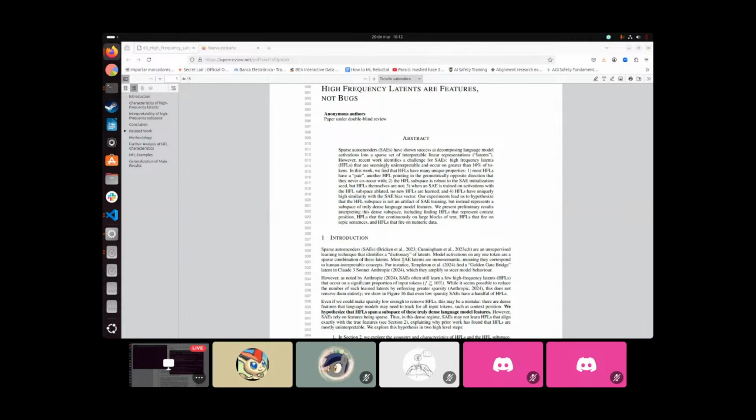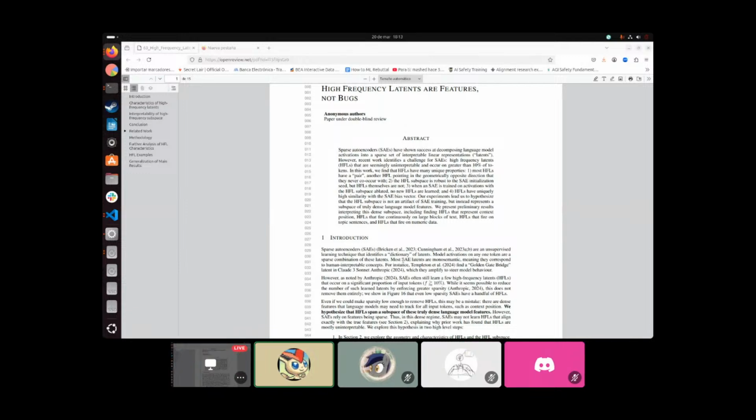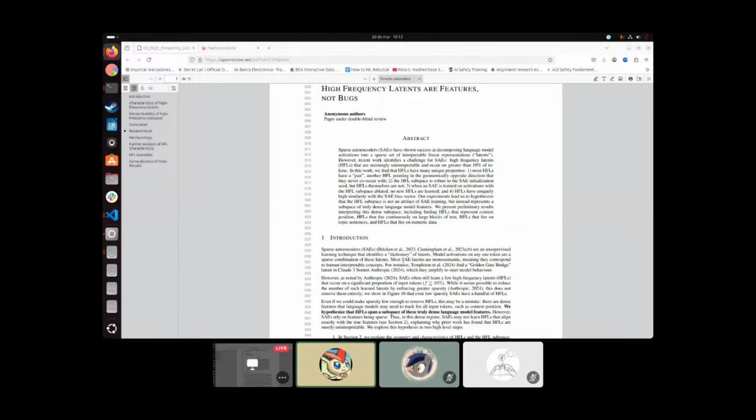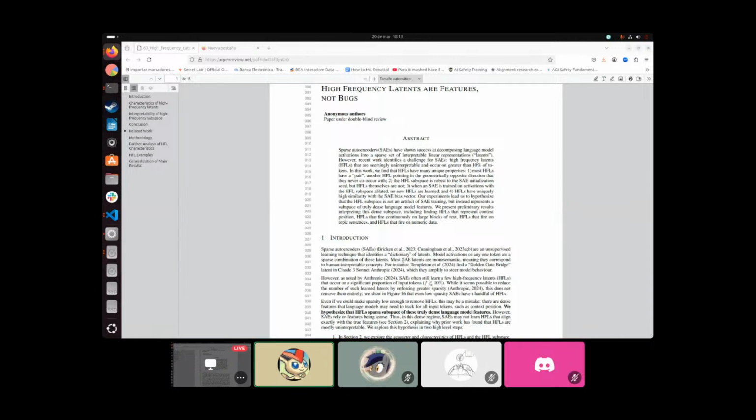Sparse autoencoders have shown success at decomposing language model activations into a set of interpretable linear representations, latents. However, recent work identifies a challenge for sparse autoencoders: high-frequency latents that are similarly uninterpretable and occur in greater than 10% of tokens. In this work, we find that high-frequency latents have many unique properties. Most high-frequency latents have a pair, another high-frequency latent in the geometrically opposite direction, that they never co-occur with. The high-frequency latent subspace is robust to the sparse autoencoder initialization, but the high-frequency latents themselves are not. I'm not sure what that means exactly.